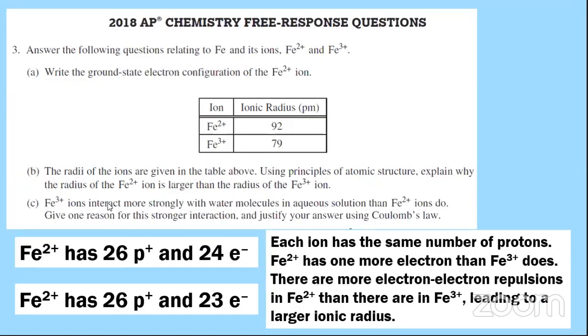Each ion, iron 2+ and iron 3+, have the same number of protons, but with one more electron. That's going to cause the iron 2+ to be larger, and you should mention electron-electron repulsions, so any student's answer that talks about greater nuclear charge is not going to receive credit for this question.